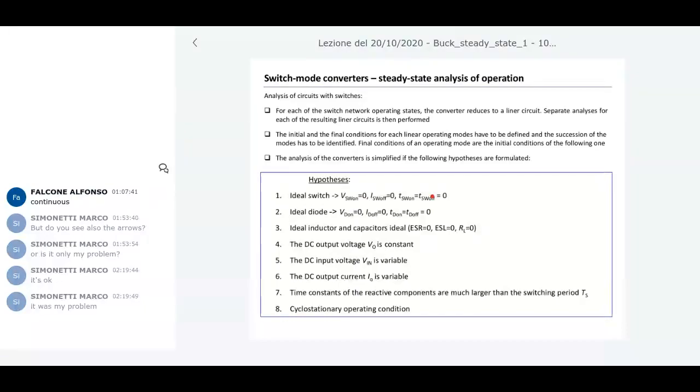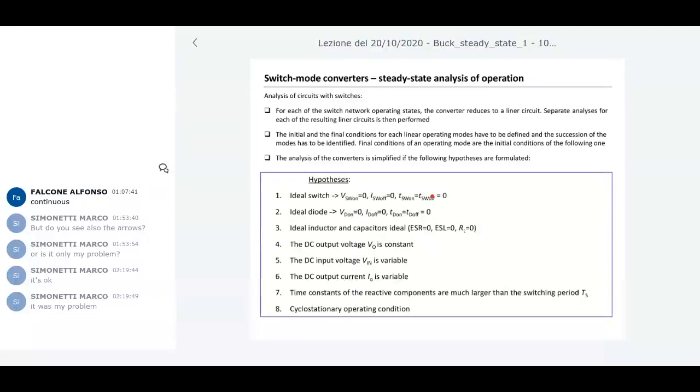I have to consider also that not only the switches are ideal, but the magnetic and capacitor components will be ideal. This point number 3, I want to discuss a little bit later. Okay, so ideal component means they have no parasitics.